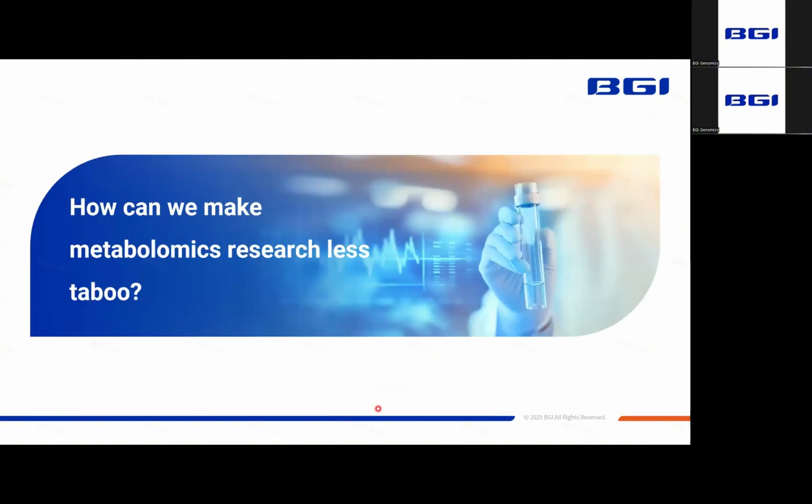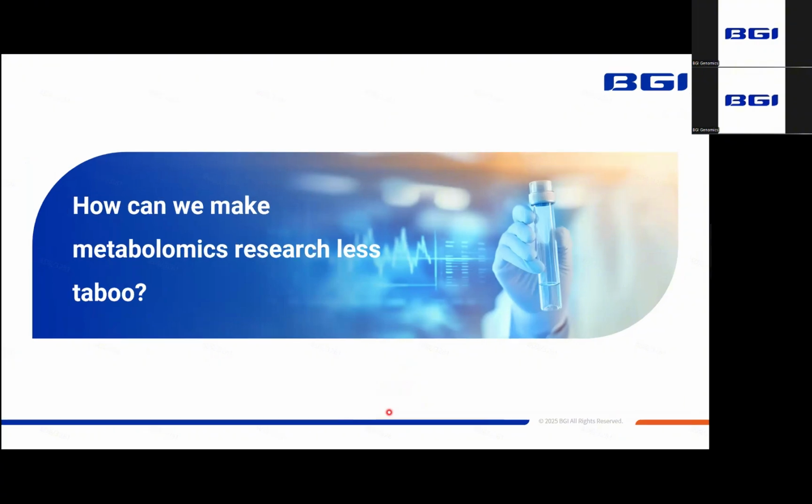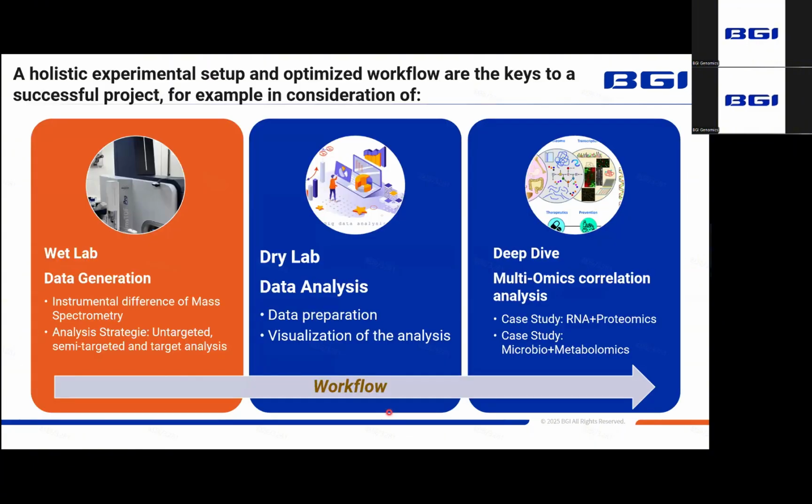By optimizing both experiment design and workflow, we can make metabolomics approachable, reproducible, and deeply informative. That's exactly what we focus on at BGI. We need a systematic experimental setup and optimized workflow for that. In the following, I will begin with the wet lab for data generation, the dry lab for data analysis, and two deep-dive case studies of multi-omics.